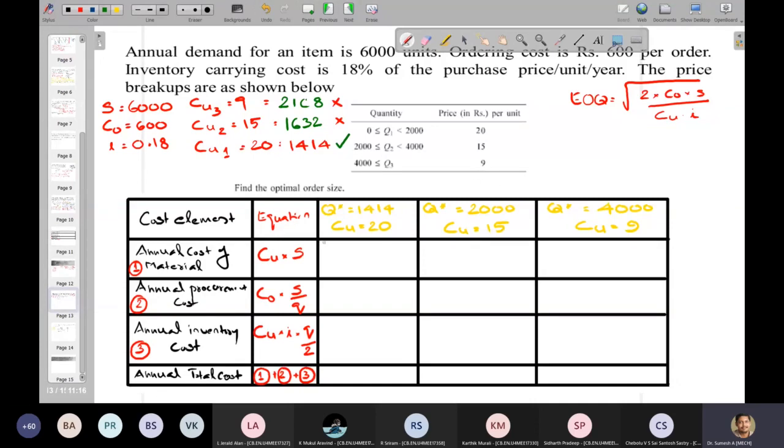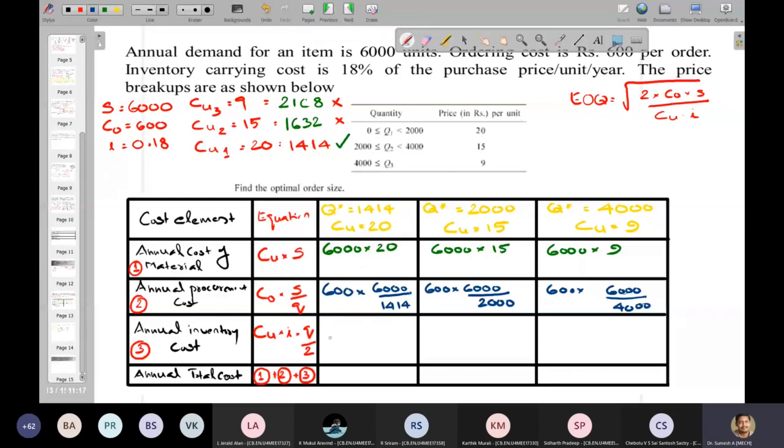So S is constant, 6000. So 6000 into 20, 6000 into 15, 6000 into 9. C naught is 600. So 600 into S, 6000 by Q. Q is 1414. Again 600 into 6000 divided by 2000. Here also it is 600 into 6000 divided by 4000.